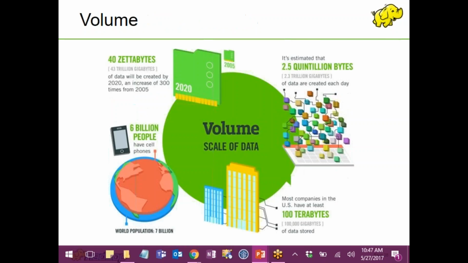Okay. So where are all these data being created? In 2020, 40 zettabytes of volume are going to be available. 6 billion people have mobile phones, right? But the whole population is 7 billion. But again, I think now almost all the people have mobiles. 100 terabytes every day, most companies are generating this data. US-based companies are generating it.